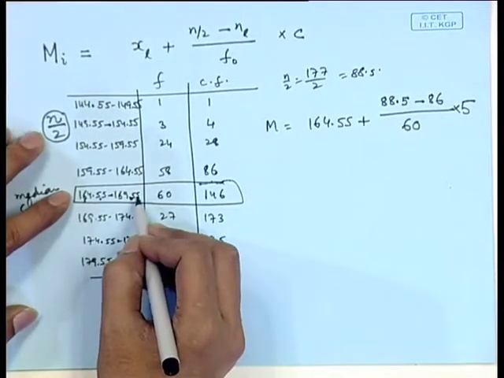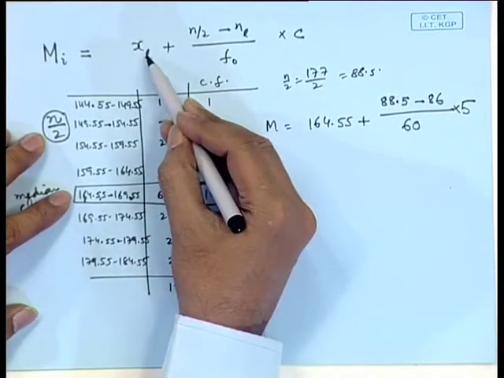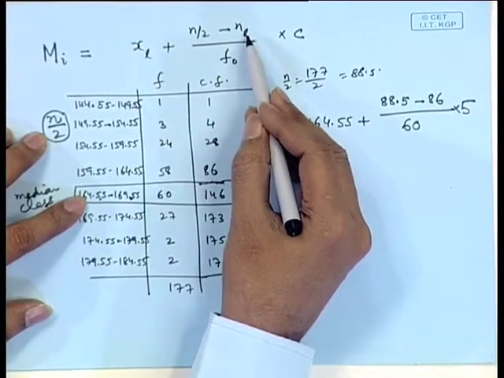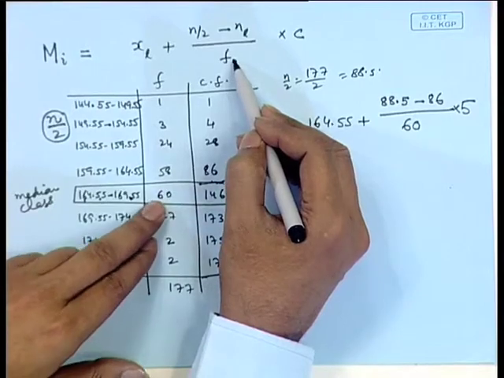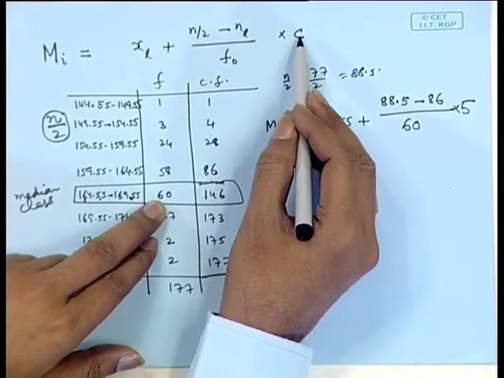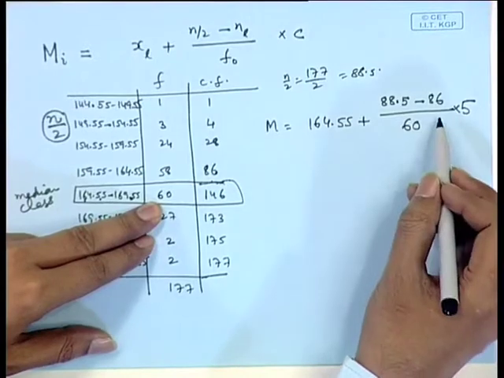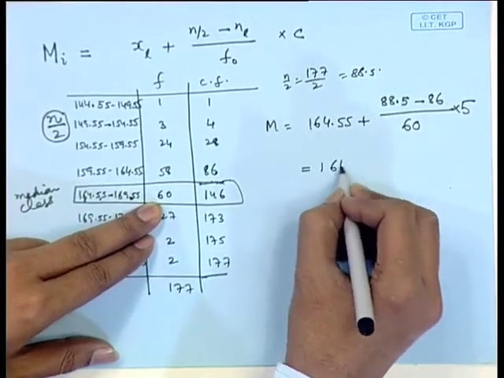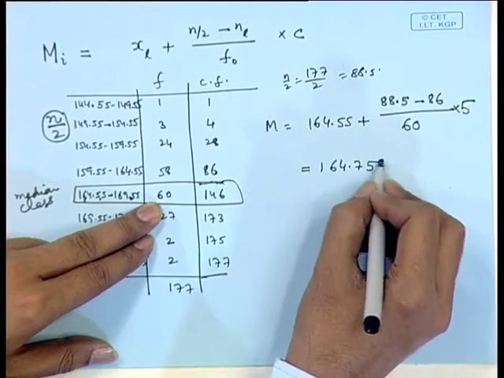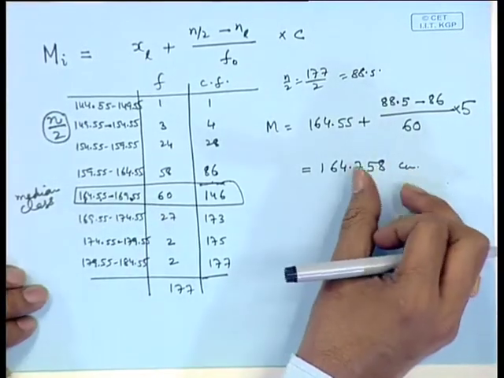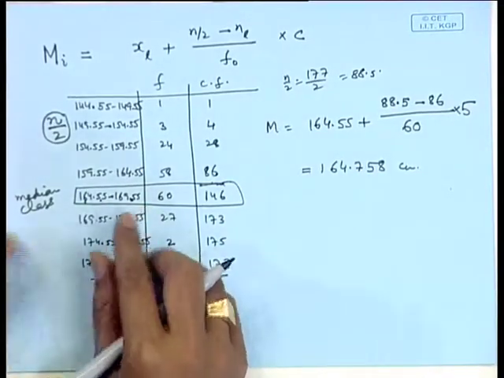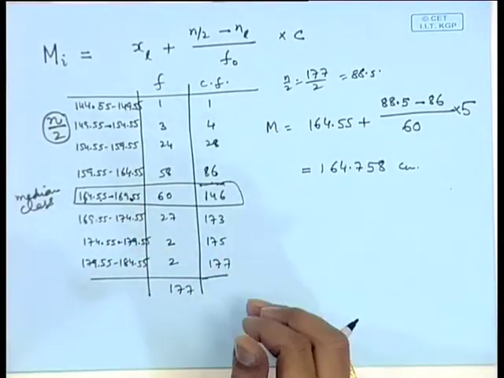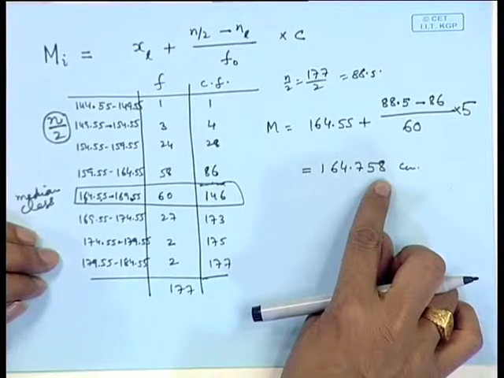Now, for the median class, x L denotes the lower limit of that class, n L denotes the cumulative frequency just before that class, f naught is the actual frequency of that class and C is the length of the class interval. Once we substitute these values, this value turns out to be 164.758 centimeter. Naturally, this is an approximate value of the median, but the median will lie in this class. If I have raw data, I can find the middle value exactly, but when I have frequency classified data, I can look at it in this particular fashion.